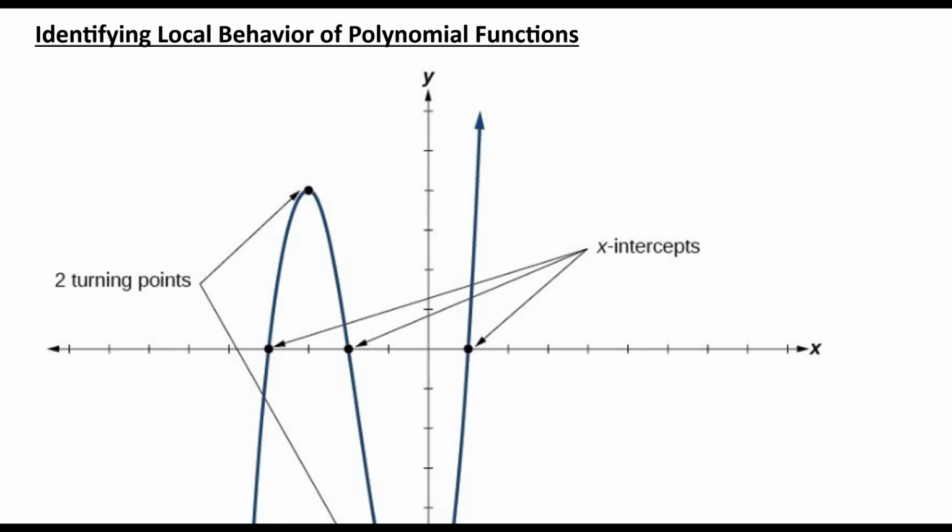Now we're going to look at identifying local behavior of polynomial functions. So we talked about the end behavior. So as x gets really big or really small, what happens? Like it's going to go way up, go way down.